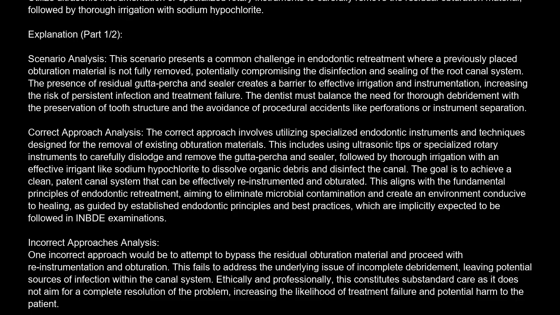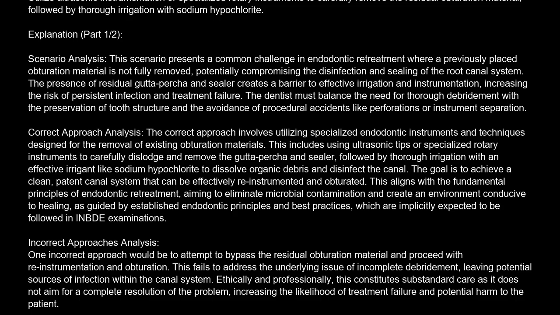The presence of residual gutta-percha and sealer creates a barrier to effective irrigation and instrumentation, increasing the risk of persistent infection and treatment failure. The dentist must balance the need for thorough debridement with the preservation of tooth structure and the avoidance of procedural accidents like perforations or instrument separation.